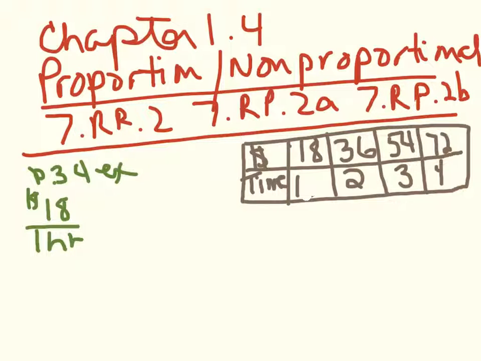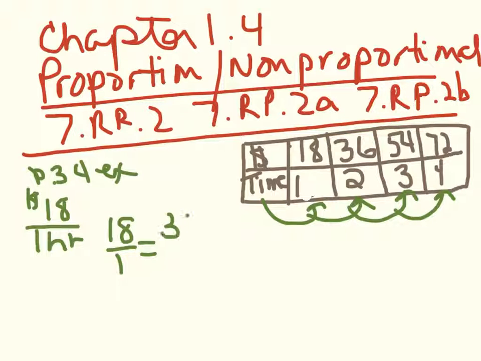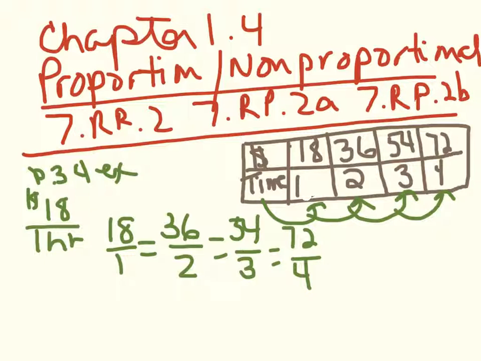Explain. And so if you look at this chart here, you're going to see in 1 hour he makes $18, and in 2 he makes 36, and in 3 he makes 54, and in 4 he makes 72. So if you were to write that 18 over 1, does that equal 36 over 2? Well, yes, if you simplify them, and so on. 54 over 3 and 72 over 4. So those are all equivalent or proportional because they run.